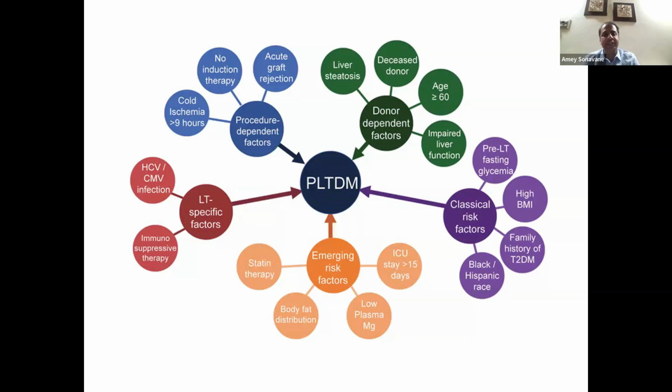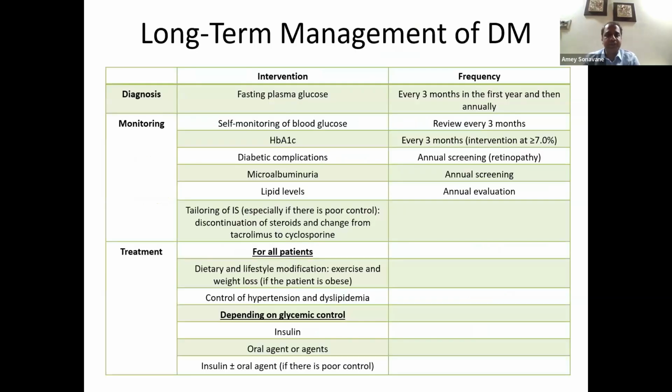to develop diabetes post-transplant. Certain infections like hepatitis C virus or CMV can also make a patient more prone to develop diabetes. And we all know that immunosuppressive drugs are the major reason why a patient may end up with metabolic syndrome, especially hypertension and diabetes, post-liver transplant. There are certain emerging factors which are probably playing a role in patients developing post-transplant diabetes mellitus, but these have still not yet been proven in literature.